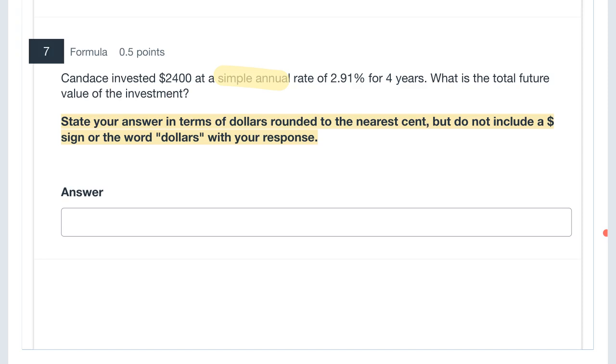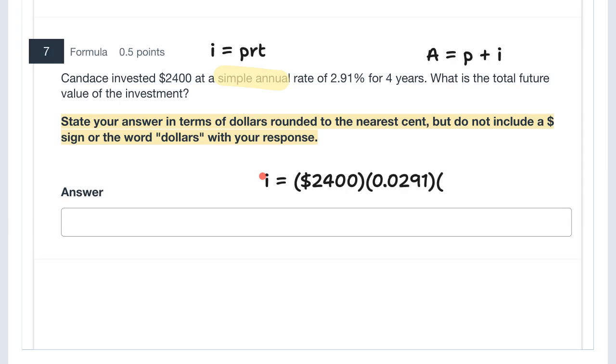So Candace invested $2,400, simple annual rate of that for 3 years. What is the total future value? In this case here, this is simple. So we're going to have to use I is equal to PRT, right? And because we're looking for the future value, A will equal the principal plus whatever interest we find. So the interest I is PRT. So this is the 2,400 times the rate of 0.0291 times 4.